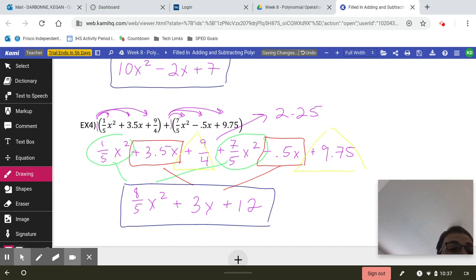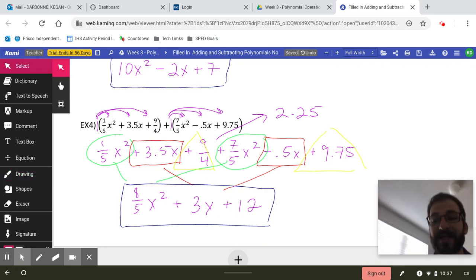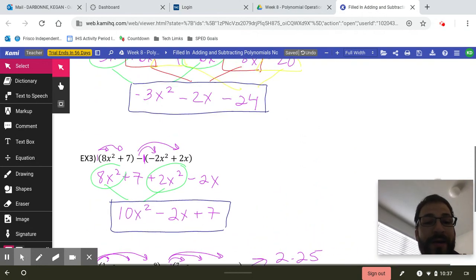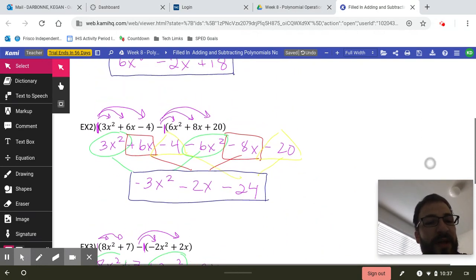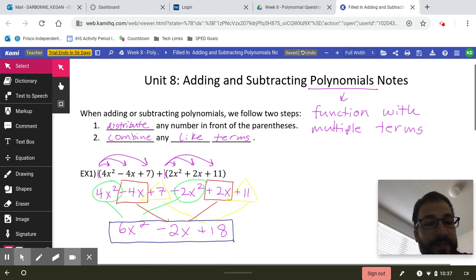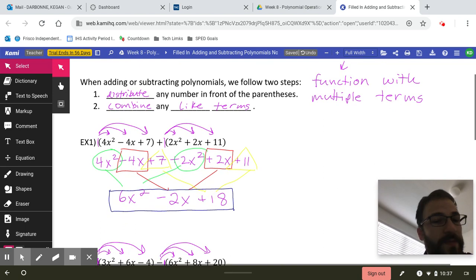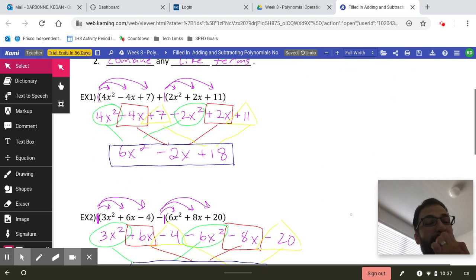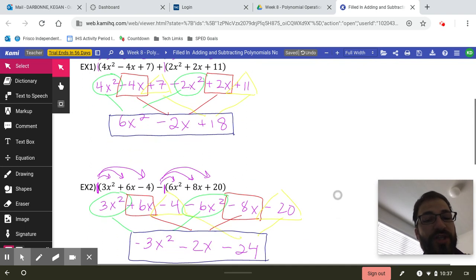All right. So when we are adding or subtracting polynomials, all we do is we have to distribute whatever is in front of the parentheses first, and then combine any like terms that we end up with. So if it's addition, we can just drop the parentheses. If it's subtraction, we have to make sure we multiply everything in that second set of parentheses by a negative.